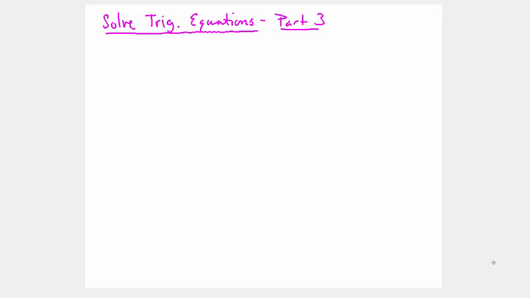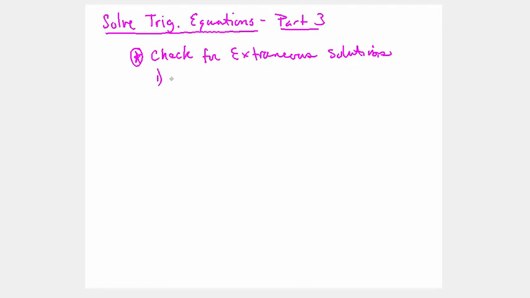This video is part 3 of solving trigonometric equations, and before we get into some examples, we need to understand that there are a couple cases where we'll need to check for extraneous solutions. Check for extraneous solutions. Now, the two cases that we might see of that would be this.